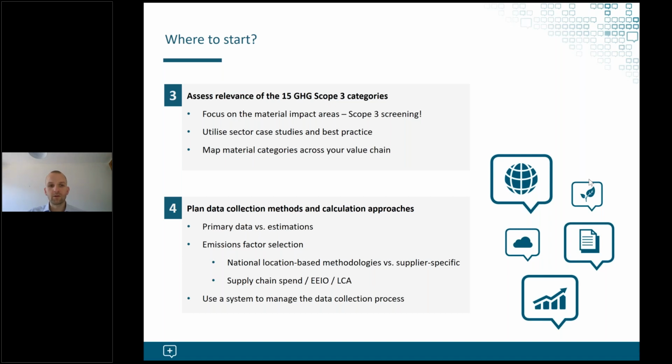So as we touched on, there are a lot of steps involved, a lot of parties involved, a lot of emission factors to use. Using a system to help automate the process as much as possible will really make your life a lot simpler.